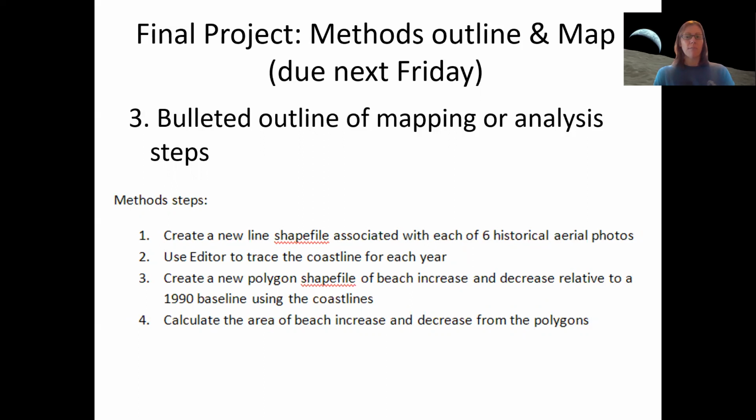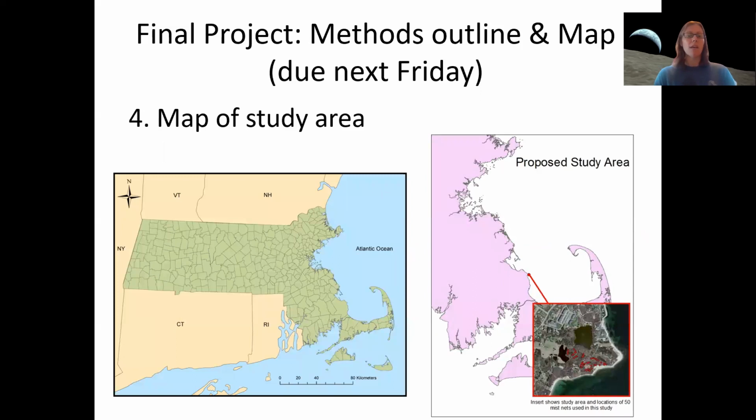Last piece is the map of the study area. Here are a couple of different examples. You want to be thinking about, okay, if somebody comes up to your online poster at the end of the semester, can they pretty quickly orient themselves in terms of where in the world we are by looking at your study area map? If I saw the study area map on the left, it's pretty clear, and you've got lots of people from Massachusetts on your side, so most people are pretty familiar with the way that Massachusetts looks, at least those of us who live in Massachusetts.